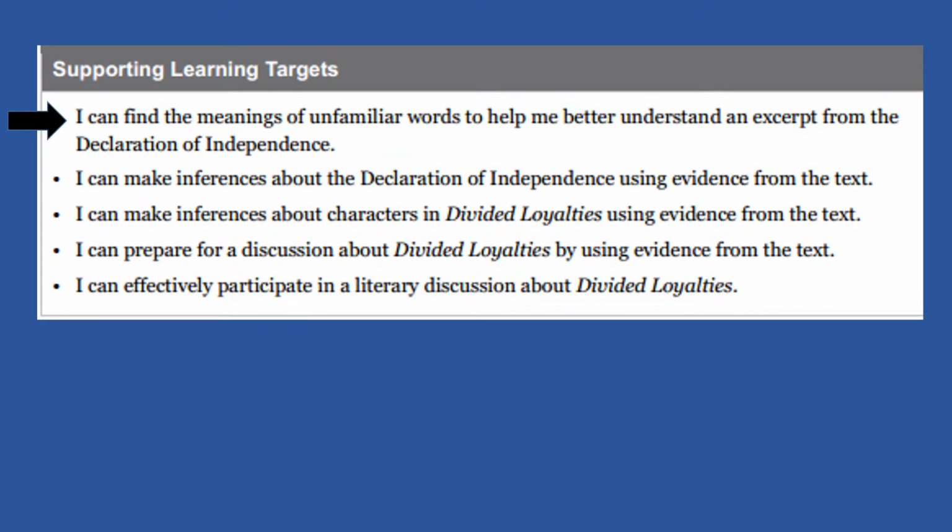Learning targets. I can find the meanings of unfamiliar words to help me better understand an excerpt from the Declaration of Independence. I can make inferences about the Declaration of Independence using evidence from the text.